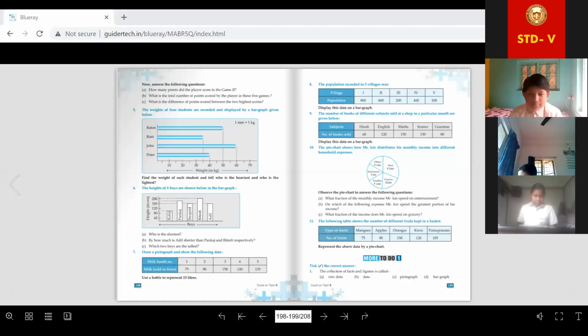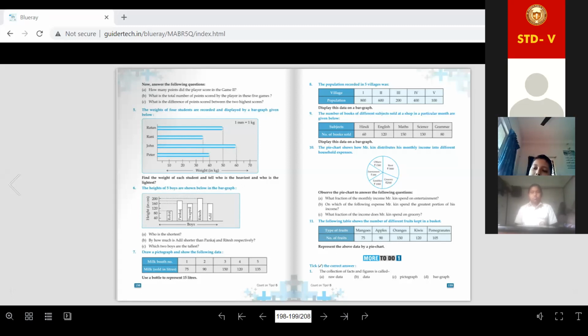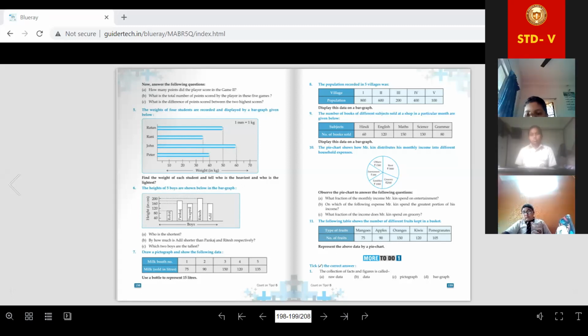For a bar graph, we have to use graph paper. That is the first thing, graph paper. Without graph paper it is basically not allowed, but in this exam our school will not provide you graph paper, and we cannot say that you have to buy it from any shop. I'm not telling that either.